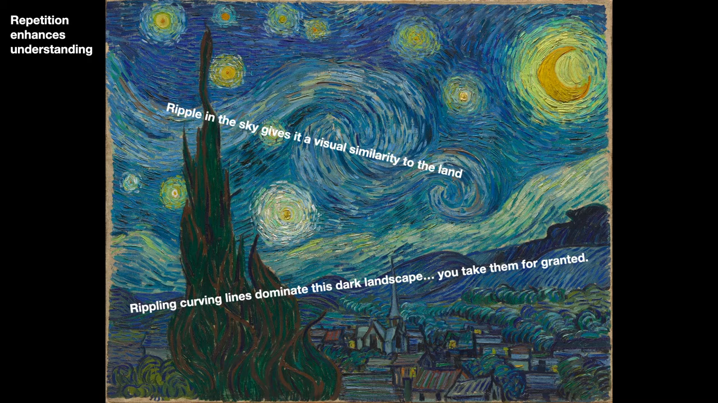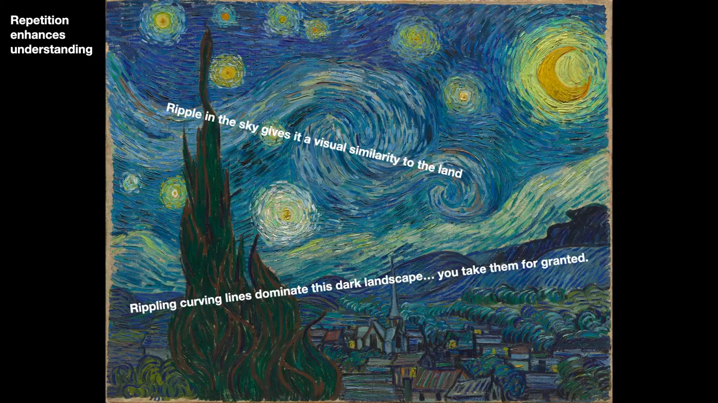Ripples in the sky give it a visual similarity to the land. That becomes the voice or the visual language in this painting. Undulating curves and ripples happen everywhere so that you take them for granted. The same kinds of lines repeat all over. Similar colors repeat, similar shapes repeat, similar texture repeats.